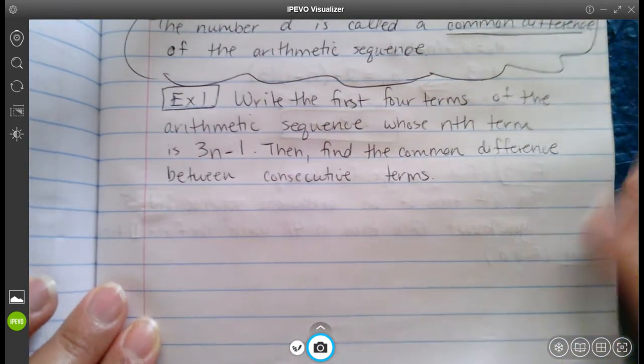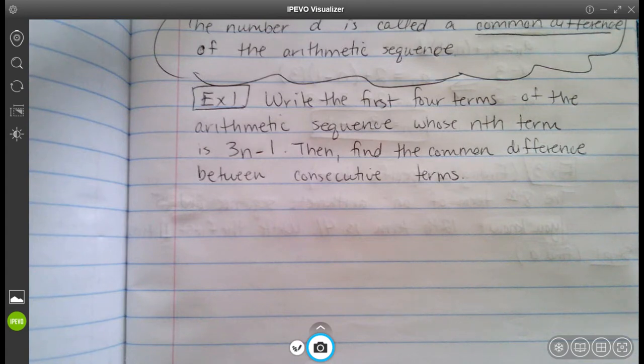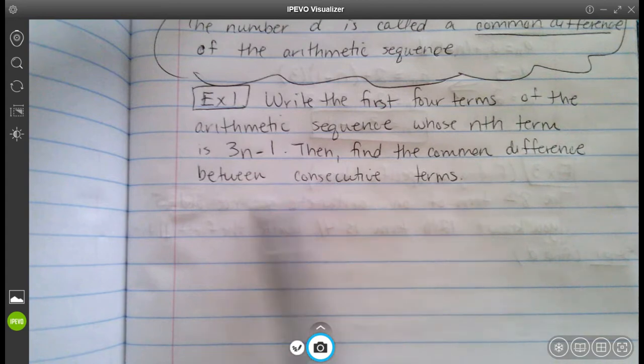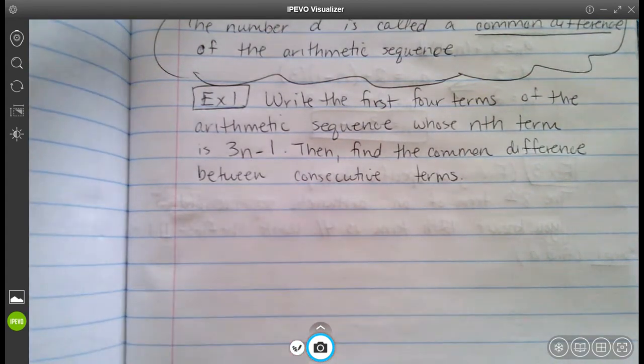Example number 1, we're going to write the first 4 terms of the arithmetic sequence whose nth term is 3n minus 1. Then we're going to find the common difference between those terms. Kind of like what we did before, this is our expression.